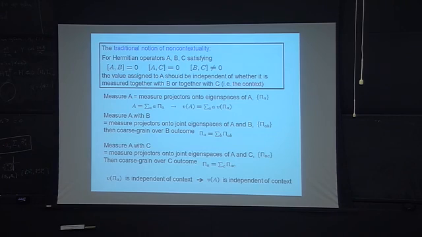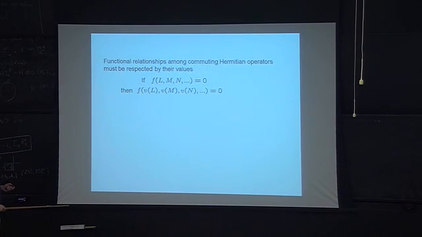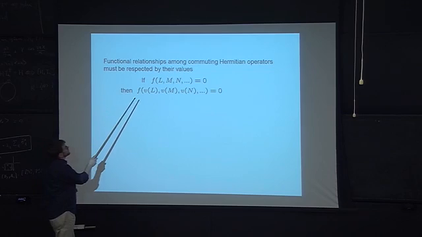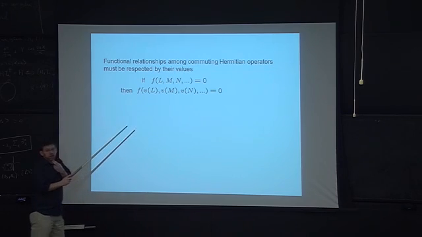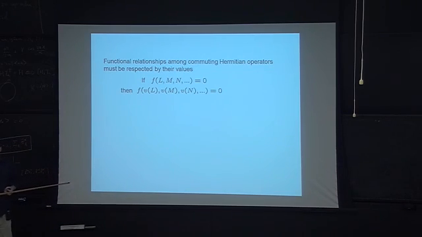Okay, so now you've seen 4 different flavors of this definition. Let me give you a proof that you cannot have a non-contextual hidden variable model of quantum theory that uses this last definition. To do that, I need one extra piece of information, which is that functional relationships that hold among commuting Hermitian operators also hold for their values.